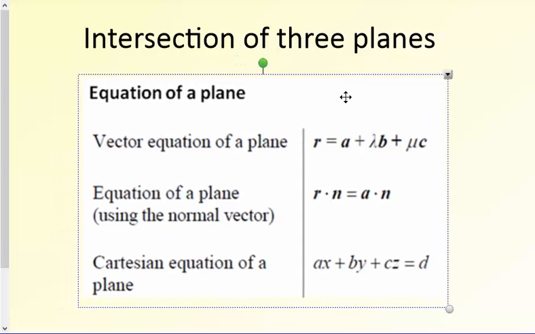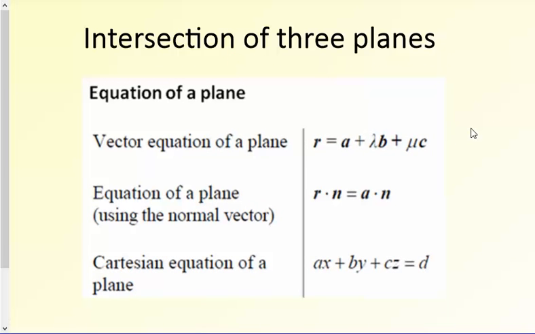Just to remind you about the equations that we've had for the equations of planes. The first one, the vector equation of a plane, is this one. We've got the normal form, which is very useful, which is really no different to the Cartesian form, and that's the one that we're going to deal with today.